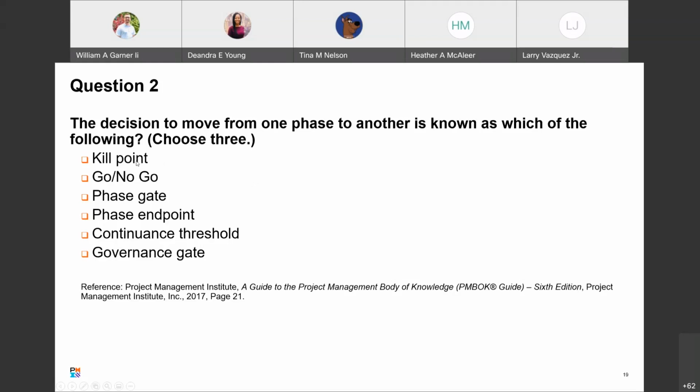Okay. We're going to go one at a time here. There's three of them. First one. Kill point. All right, so the next one, phase gate. Final, governance gate. Everybody get them?